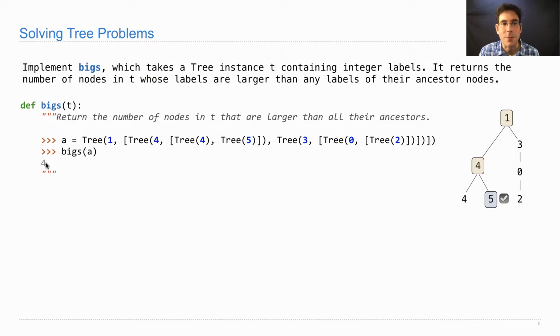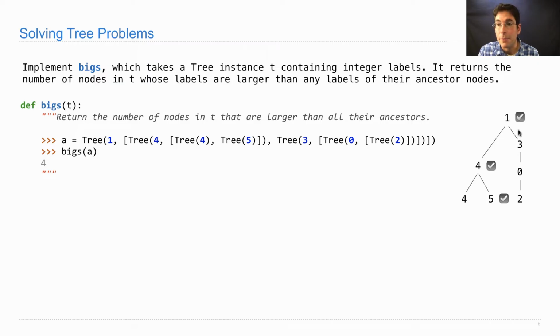Knowing that the answer is 4 is really not that helpful. We need to figure out which 4 nodes have this property. So let's go through and check them all. How about we start at the top? 1. Is it larger than all of its ancestors? Well, it doesn't have any ancestors. So let's say yes. And we'll check later and make sure that matches with the example that's provided. 4 is larger than its only ancestor 1. So that counts. But this 4 is not larger than 4. And so it's not one of the nodes whose label is larger than the ancestor labels.